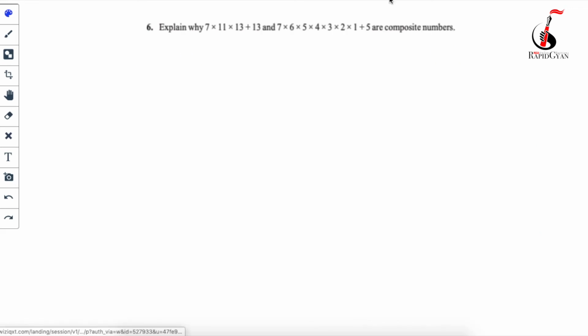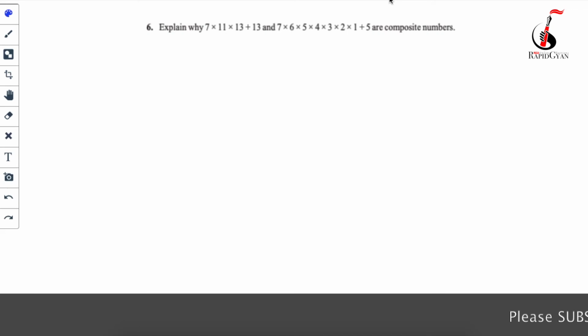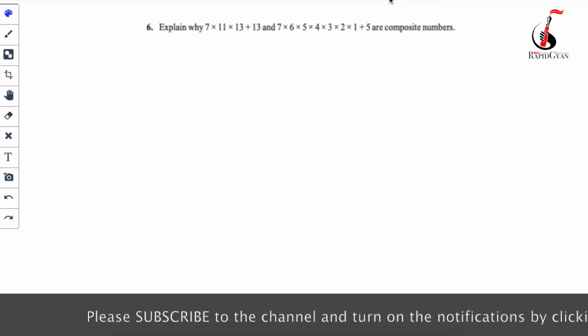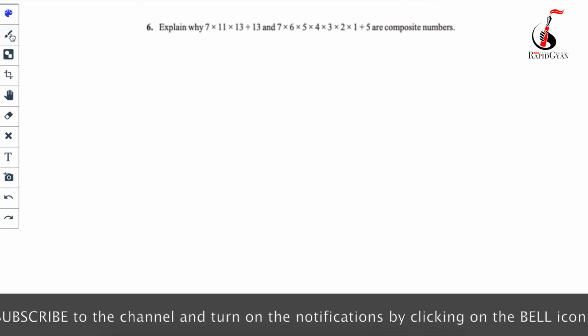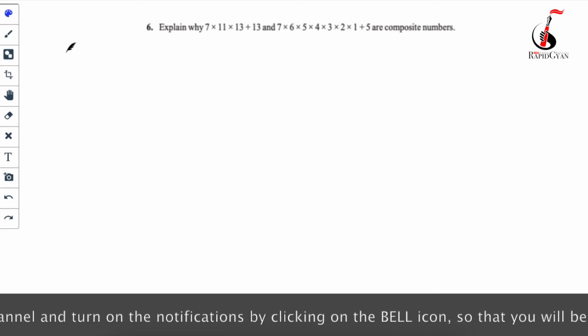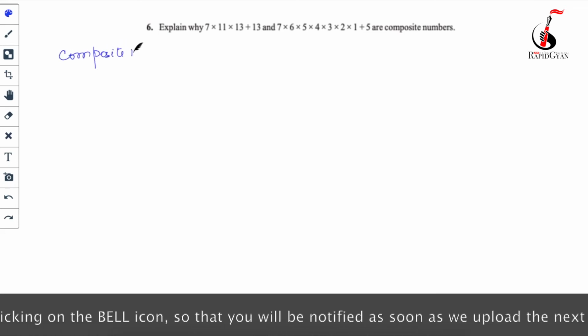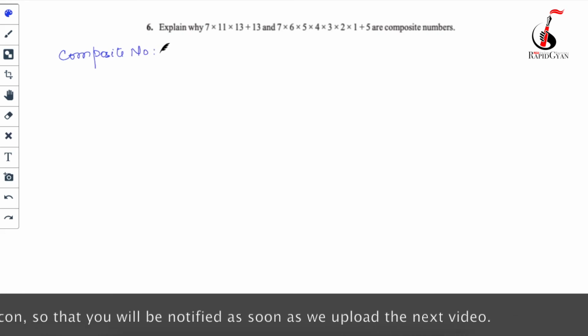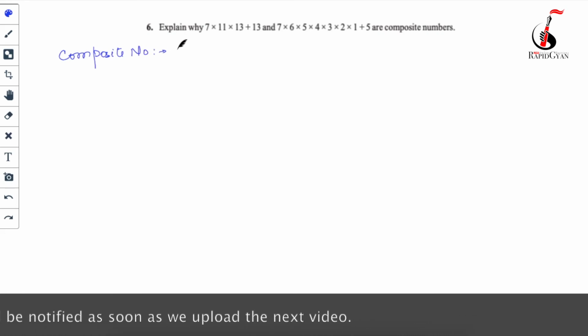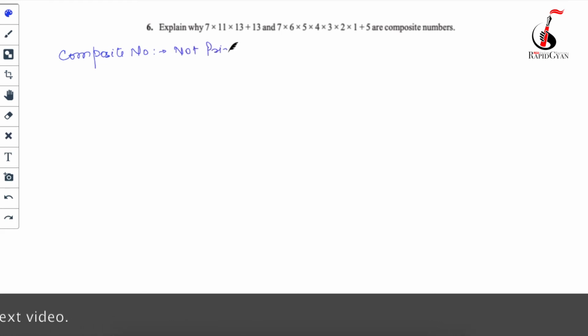Your next question says, explain why 7 times 11 times 13 plus 13 and 7 times 6 times 5 times 4 times 3 times 2 times 1 plus 5 are composite numbers. Before going on, I want to recall what composite numbers are. Composite numbers are simple, I've told you.